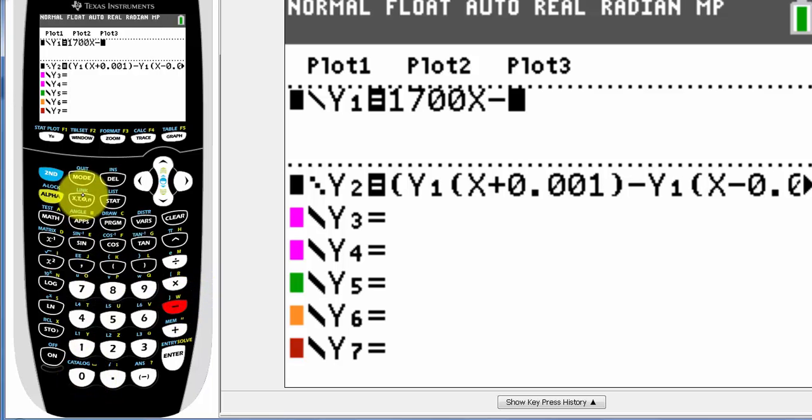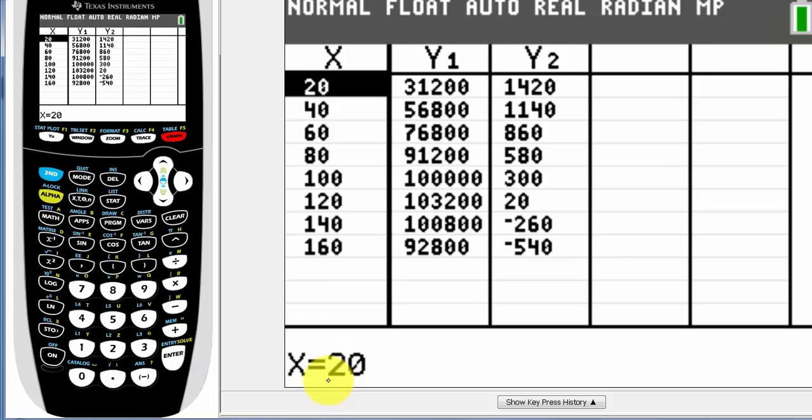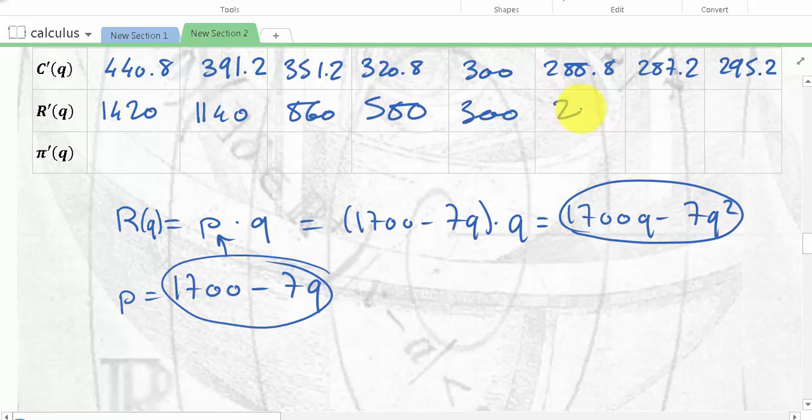1700x minus 7x squared right here, and let's check out the table of values right there. Here we go. Here are my Y2s. So let's report these numbers into our table. Here we go. And now what?